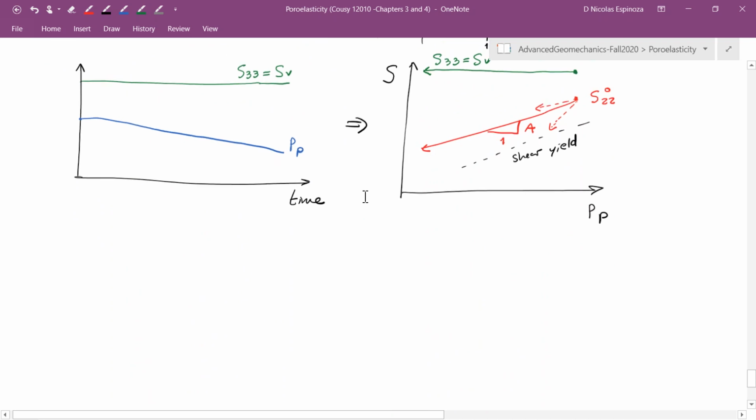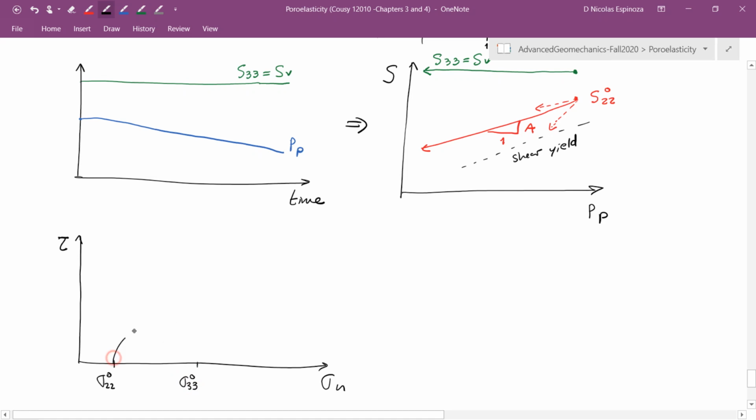So let's draw a Mohr circle. For a Mohr circle, I have shear stress on the y-axis, effective normal stress on the x-axis. Let's say that I have some initial conditions in which the effective horizontal stress in direction 2 is somewhere over here. And let's keep this now to 2 dimensions.